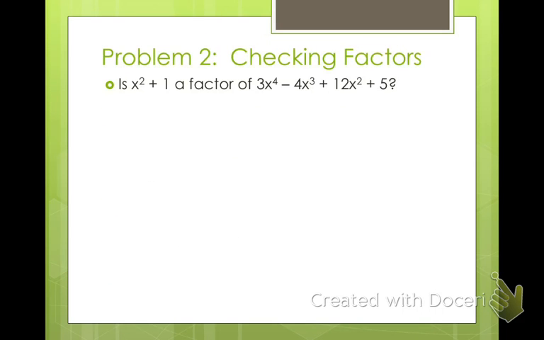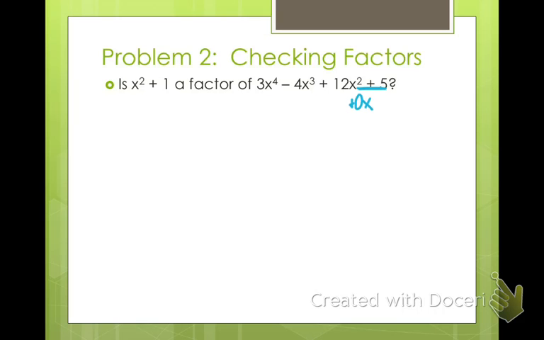Alright, so checking factors. Is x squared plus 1 a factor of 3x to the 4th minus 4x cubed plus 12x squared plus 5? Alright, I'm going to make a note right here. Make sure before you divide, your polynomial is in standard form and you have all x values accounted for. So for example, in this one, we don't have an x value. So we need to add in between here somewhere plus 0x, and I'm going to put it in between these two so it's in standard form.